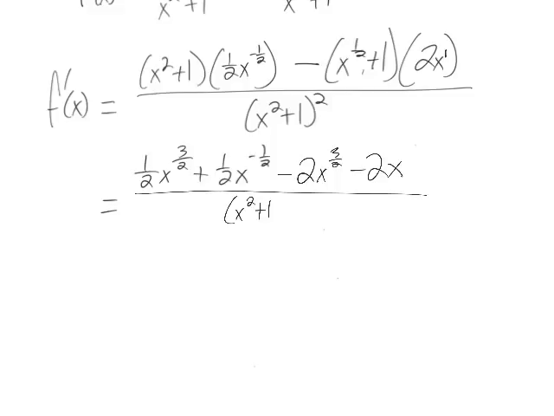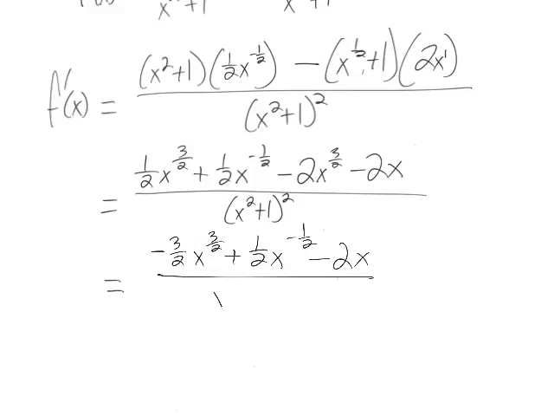Now what I want you to do, in addition to multiplying it, is go ahead and combine like terms if you can. So I've got two like terms, this one and this one. We need to combine those two by adding the 1/2 and the minus 2 right there. So that's going to give us negative 3/2 x to the 3/2 plus 1/2 x to the negative 1/2 minus 2x over x squared plus 1 squared.